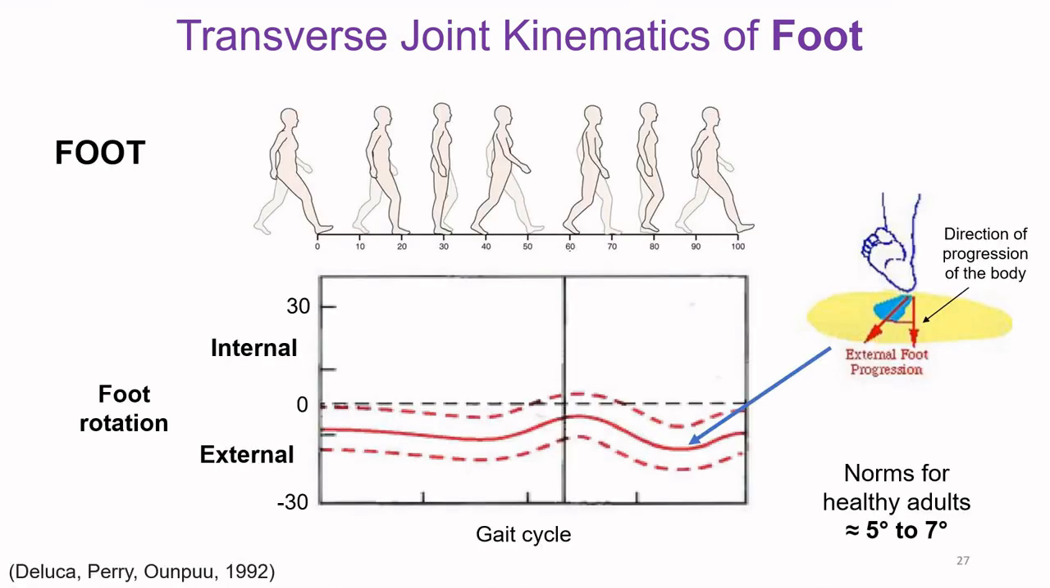Now let's move on to transverse plane joint kinematics. We'll start by looking at the foot. We can see here that the foot internally rotates during terminal stance and pre-swing. This coincides with the center of pressure running from the heel to the big toe, or hallux, leading up to terminal stance. The foot then externally rotates, following toe off, to bring the swing foot out and around the stance limb. The approximate norms for healthy adults are 5 to 7 degrees range of motion.